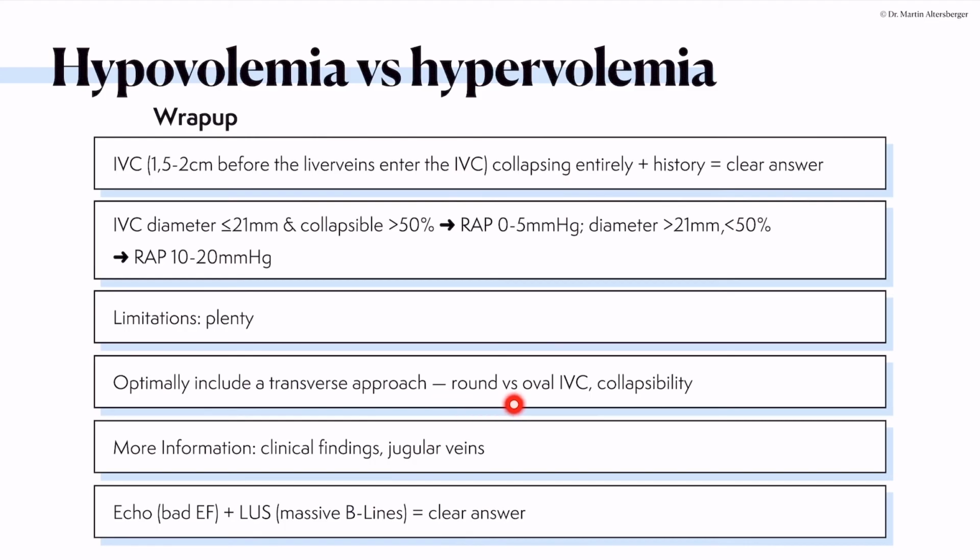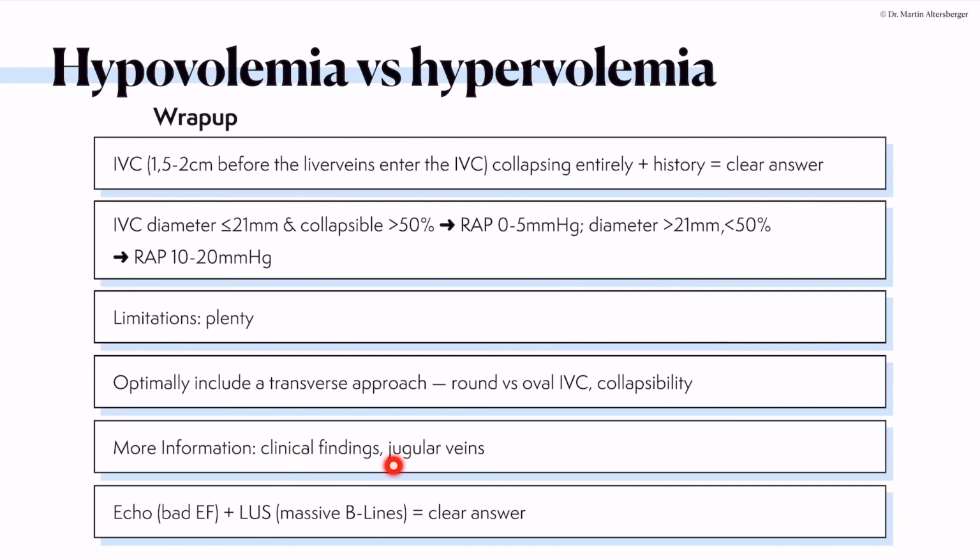If you see a round IVC with no collapsibility, it also points towards hypervolemia or elevation of right atrial filling pressures. If it is oval and nicely collapsible, it points to euvolemia. But again, this is not the only vessel or the only view we need. We need more information. We of course need the clinical findings.